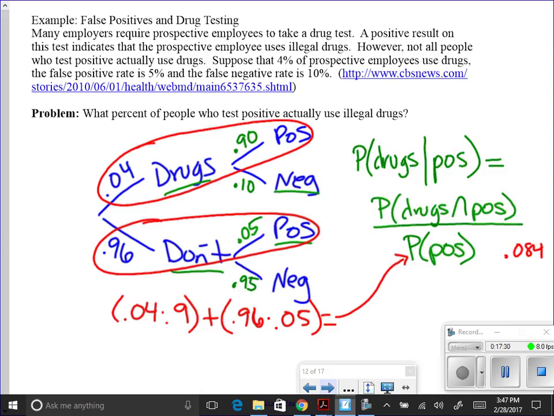The numerator is drugs and positive. So that would be just this portion. 0.04 times 0.9 is 0.036. So I would divide those numbers. So 0.429, 42% of those who test positive actually use drugs.